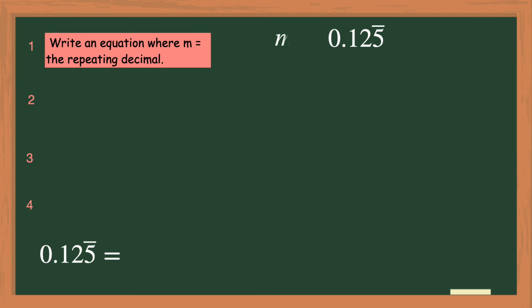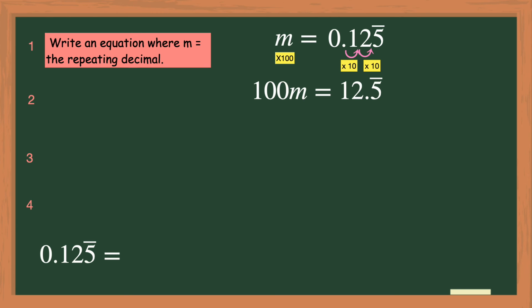Step 1. Write the equation m equals 0.125 repeating. This repeating decimal is challenging because out of the 3 decimal digits, only the last digit is repeating. When this occurs, before moving to step 2, you need to shift the non-repeating decimal digits to the left of the decimal point first. We do this by multiplying each side by 100. This will result in the equation 100m equals 12.5 repeating.